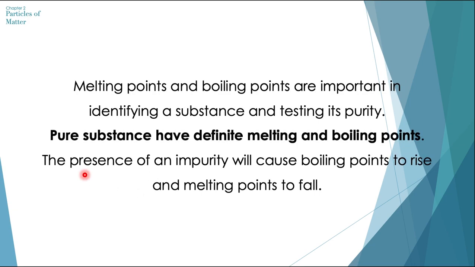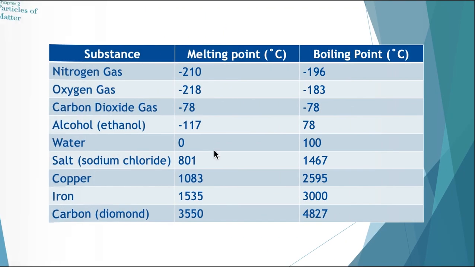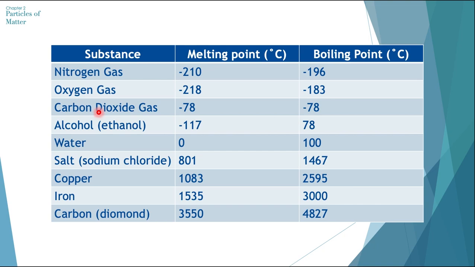So, the presence of an impurity will cause boiling points to rise and melting points to fall. You should remember this. Here we have the different melting and boiling points of different materials. These are the melting and boiling points of pure substances. Here we have water. The melting point of water is 0 degrees centigrade and the boiling point is 100.